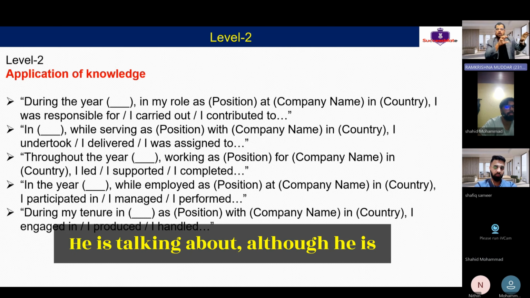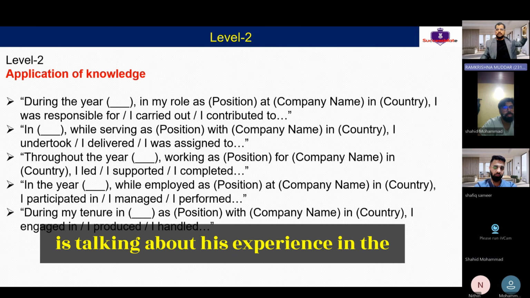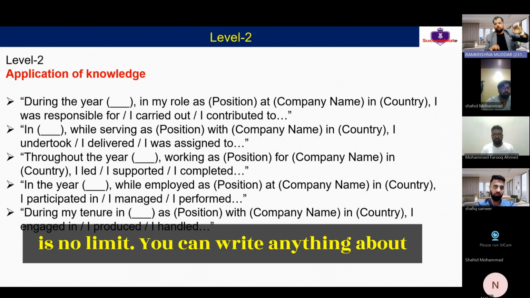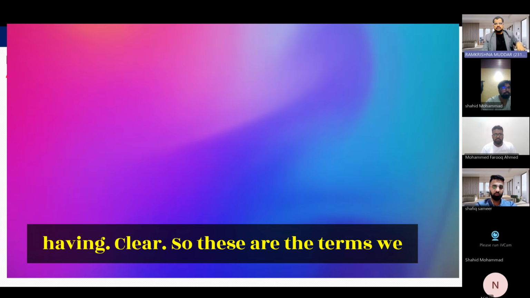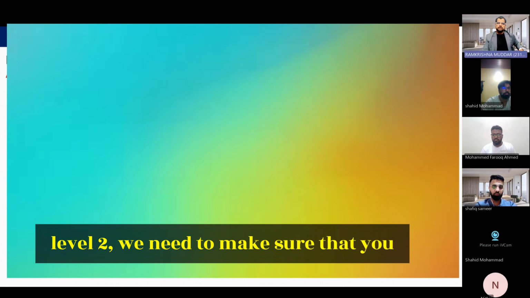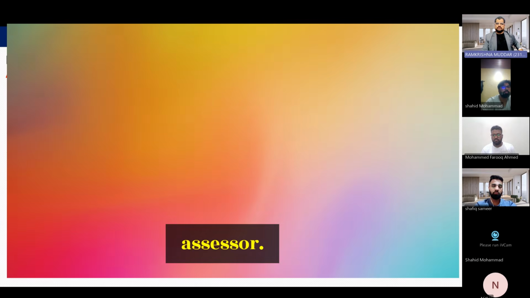Although he has 15 or 20 years of experience, he is talking about his experience in the year 2010. In the summary of experience, there is no limit. You can write anything about your past, whatever experience you have. Clear? So these are the terms we need to start. Whenever we are starting level 2, we need to make sure that you are giving enough information to the assessor.